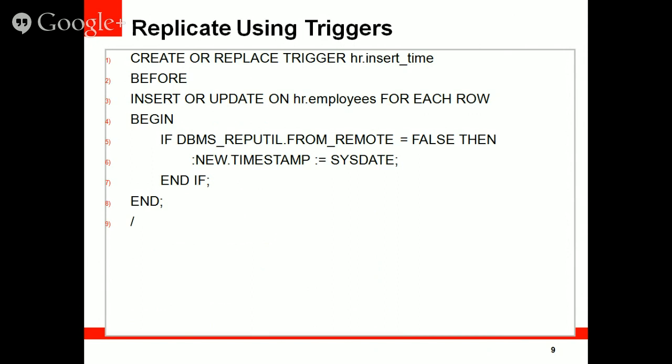So this trigger is for each row and it is before insert or update on this table employees, which is part of HR schema, and it is going to be triggered if the event has occurred on this table employees, which is part of HR schema. So triggers can be used for replication of data from one site to another site.